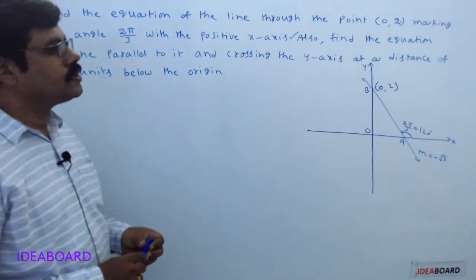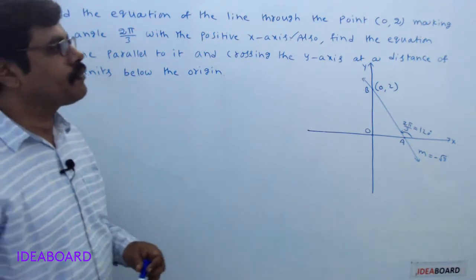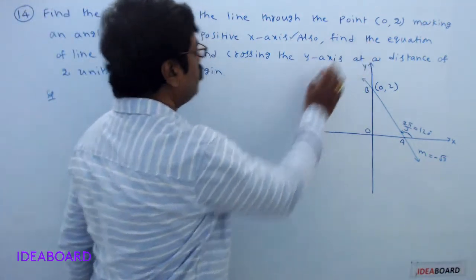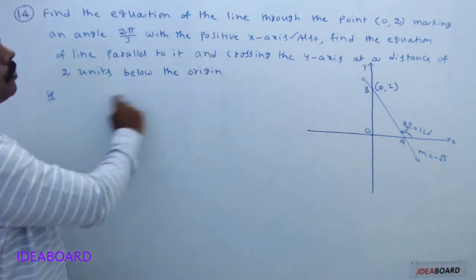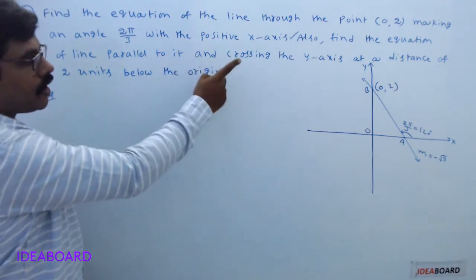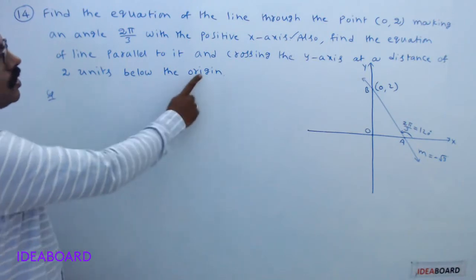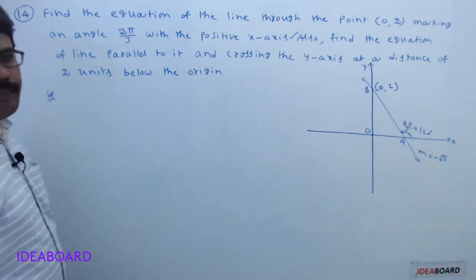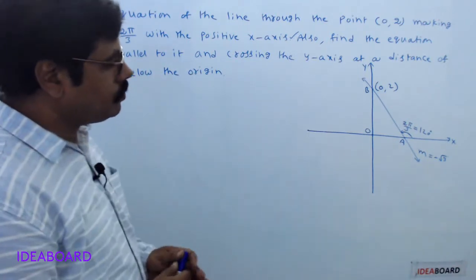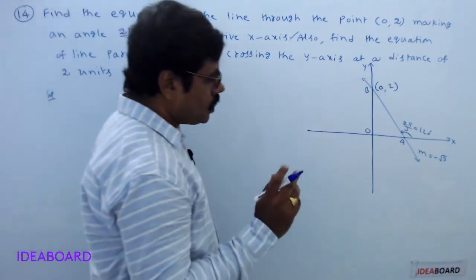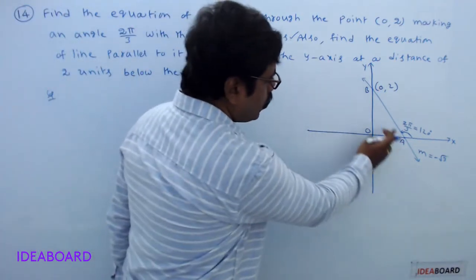Now come to the second part of this problem. Find the equation of the line parallel to it and crossing the y-axis at a distance of 2 units below the origin. Now look at the diagram. First draw a line parallel to the line AB.